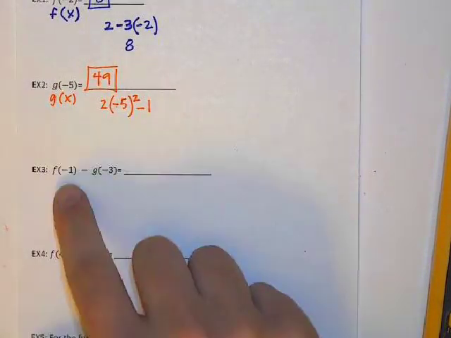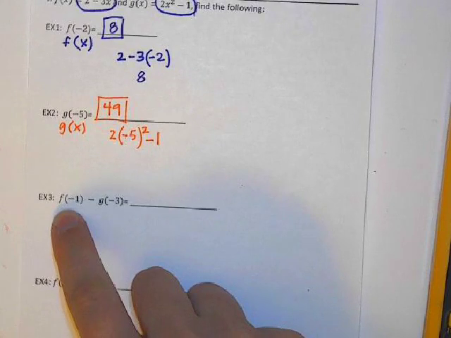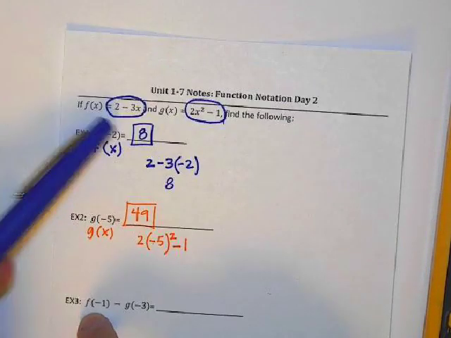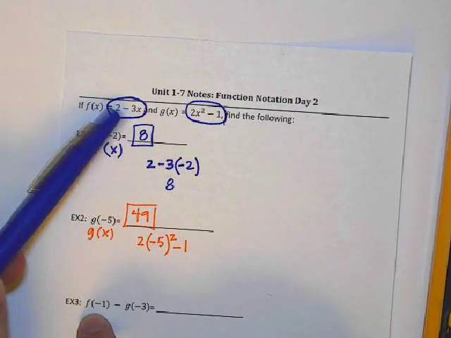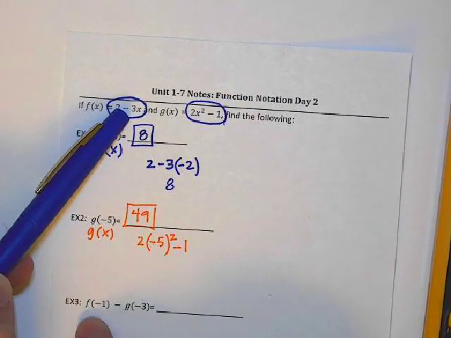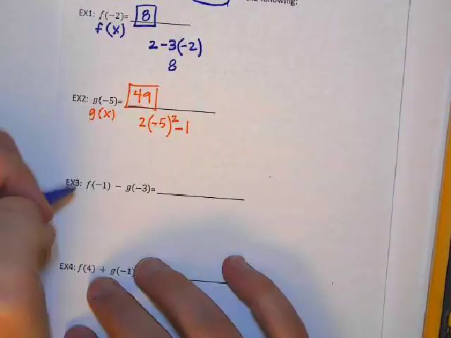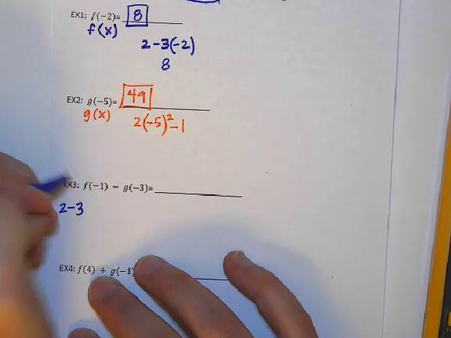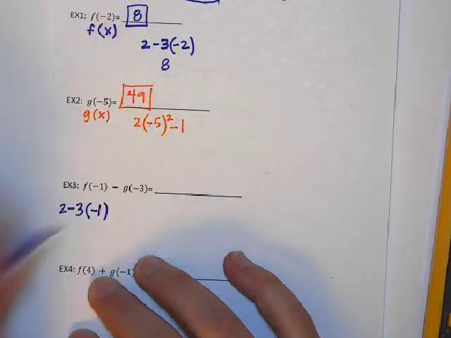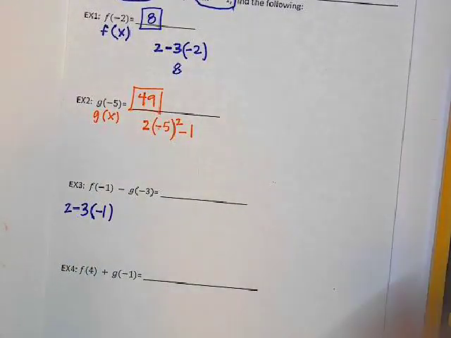Okay, so I'm only going to start with the F game. And I'm going to take -1 and sub him into the F game. Okay, f of x, this is the one I'm looking at for the F. All right, so 2 minus 3, and instead of writing x, I'm going to write -1. Okay, let's find that answer first.